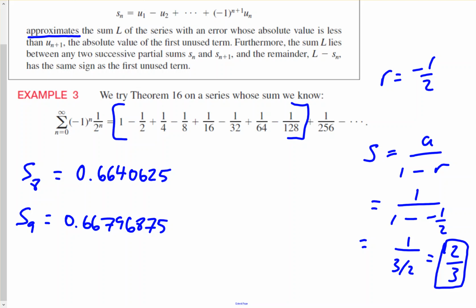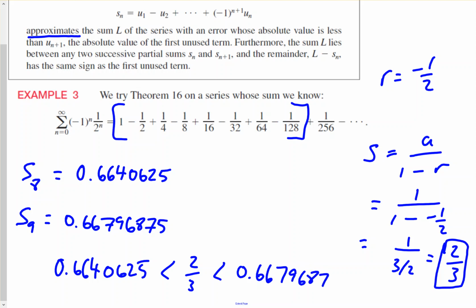Okay, so that means the sum of the geometric series that we determined in the beginning would have to fall between these two partial sums, right? So we would say that 0.6640625 would have to be less than 2/3, and 2/3 would have to be less than 0.66796875. Okay, so this is good, right? This shows us that these are good estimates of our sum.